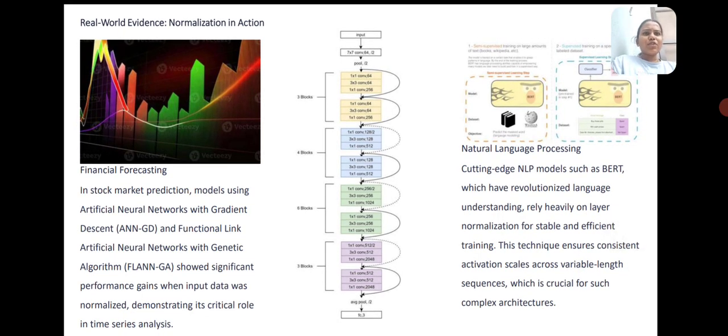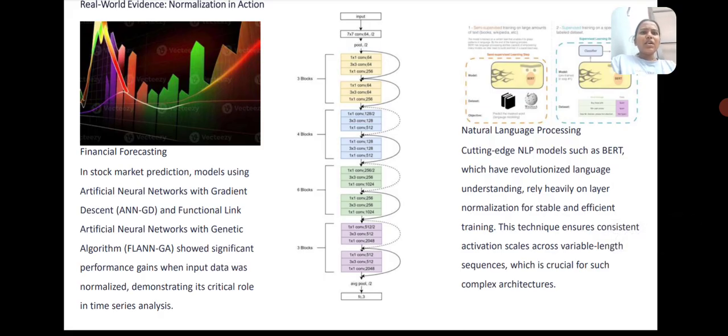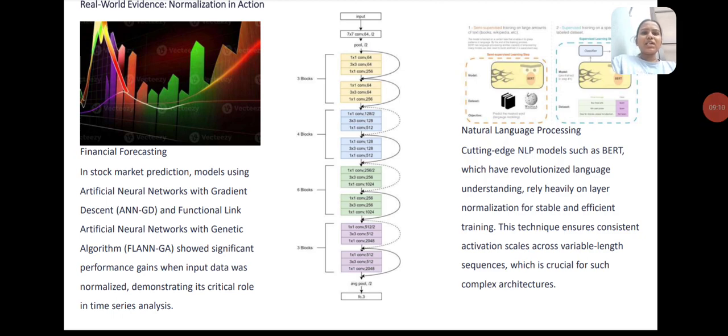Real world evidence of normalization in action: financial forecasting. In stock market prediction, models using artificial neural networks with gradient descent, ANN-GD, and functional link artificial neural networks with genetic algorithm showed significant performance gains when input data was normalized, demonstrating its critical role in time series analysis.